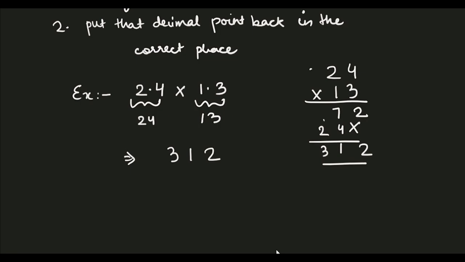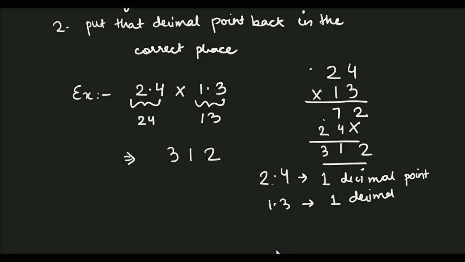So we'll count the total number of decimal places. In 2.4, we have got one decimal place, and in 1.3 also we've got one decimal place. Since we are multiplying, we'll always add the decimal places. So we have got a total of two decimal places to place back in my final answer.